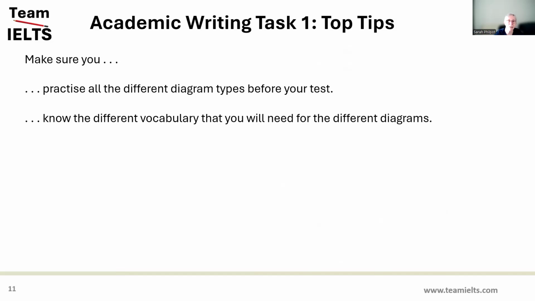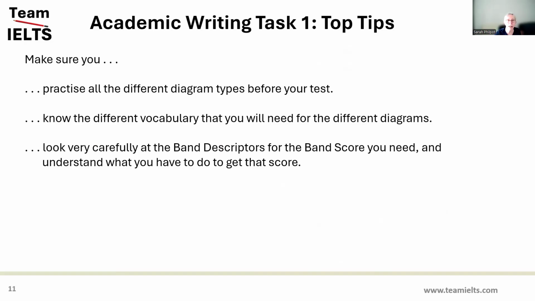Make sure you understand that different data types will have slightly different lexical groups, different types of vocabulary you'll need. Make sure you're aware of those. Again, our lessons do give you the vocabulary that you need for different diagrams. Look very carefully at the band descriptors for the band score you need, and then understand what you have to do to get that score. Don't bother to look at 8 if you only want a 7. Don't bother to look at 6 if you need a 5. Just look at where you need and work out what you need to do.